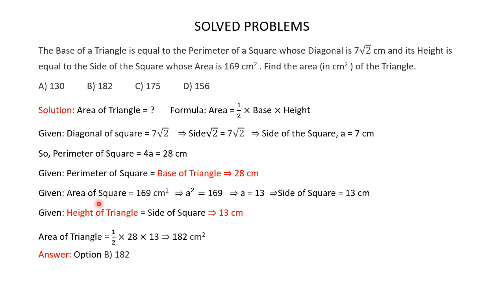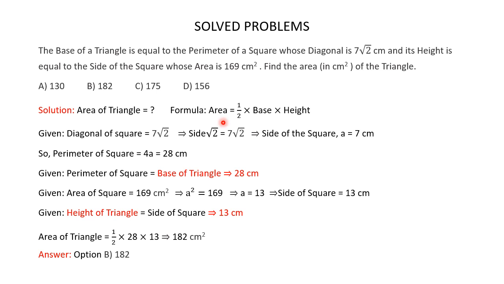Now it's given that area of the square is 169 centimeters square. We know that area of a square is nothing but a squared. So a squared is equal to 169, which means a is equal to 13. That is, side of the square is equal to 13 centimeters. Now it's given that height of the triangle is equal to side of the square. Now since we know that side of the square is 13 centimeters, it means that height of the triangle is also 13 centimeters. So now we know the value of base of the triangle as 28 centimeters and the value of height of the triangle as 13 centimeters.